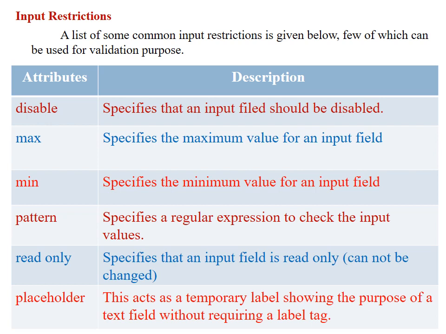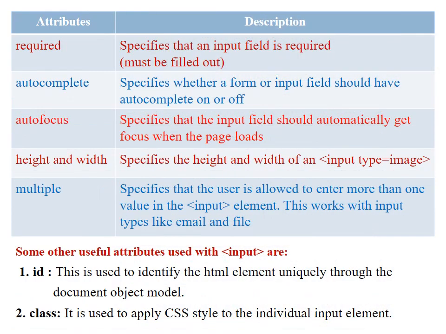Next attribute, pattern, specifies a regular expression to check the input values. After that, next attribute, readonly, specifies that an input field is read only. Means the user is not able to change the values provided in this field. Then next attribute, placeholder. This acts as a temporary label showing the purpose of a text field without requiring a label tag. The next attribute, required, specifies that an input field is required. Means the user has to enter a value in this field compulsorily.